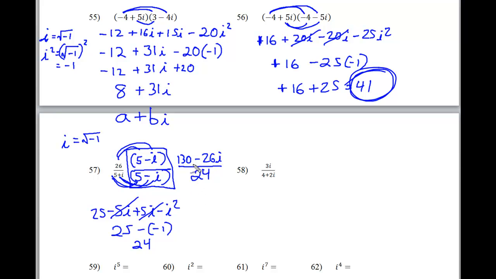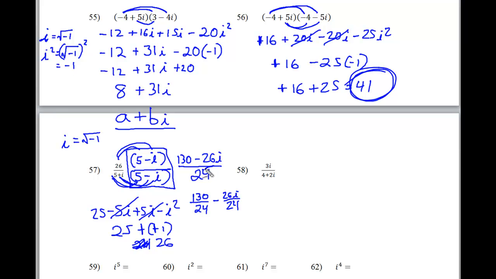In fact, since this is a monomial, what might be nice, since we have to get this into a plus bi format, let's just break this down into 130 divided by 24 minus 26i divided by 24. 130 divided by 24, that actually works out to pretty darn good. 130 divided by 20. Oh, it should be 26. Oh man, I messed up there.